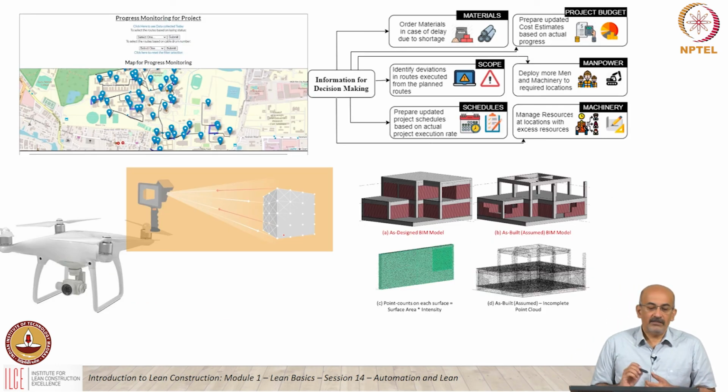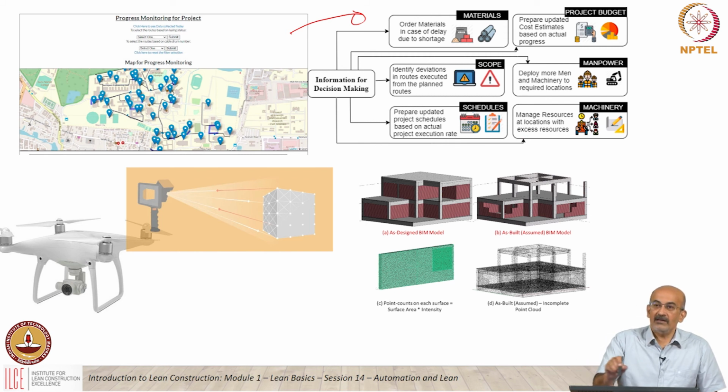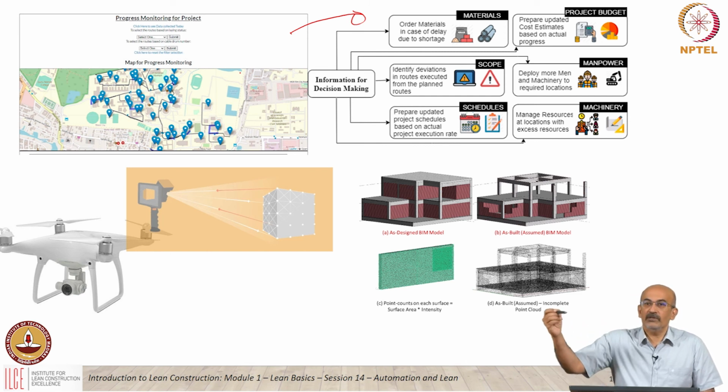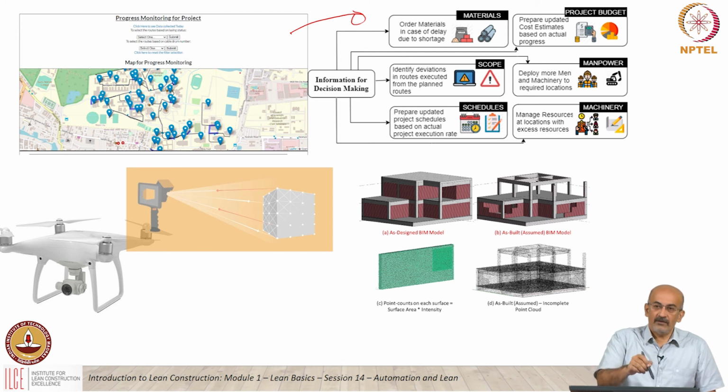Here are some more examples. Now we are looking at it from a GIS point of view, geographic information systems, tracking progress of work based on GPS data. The references to all of these works will be given in the supplementary reading. Using this, a project manager can make good decisions on materials, scope of work, schedules, budget, and manpower based on real-time information, not information that's 2-3 weeks old. A lot of this is available because of positioning and sensing data.